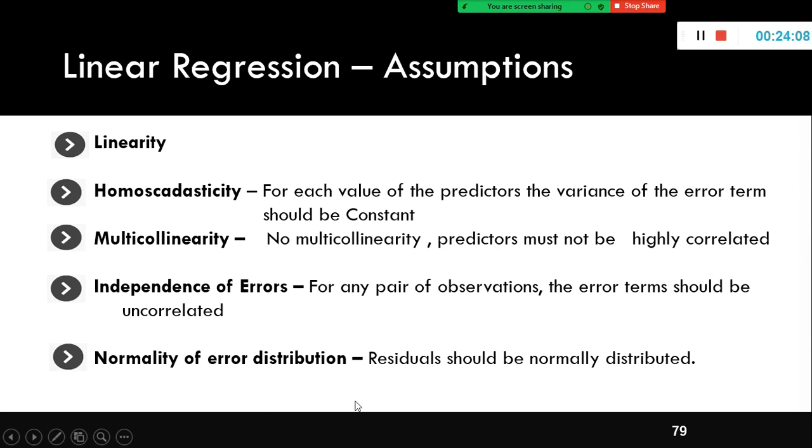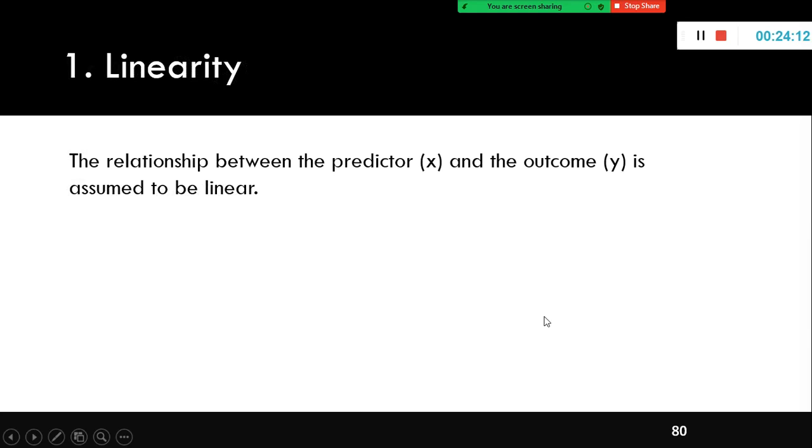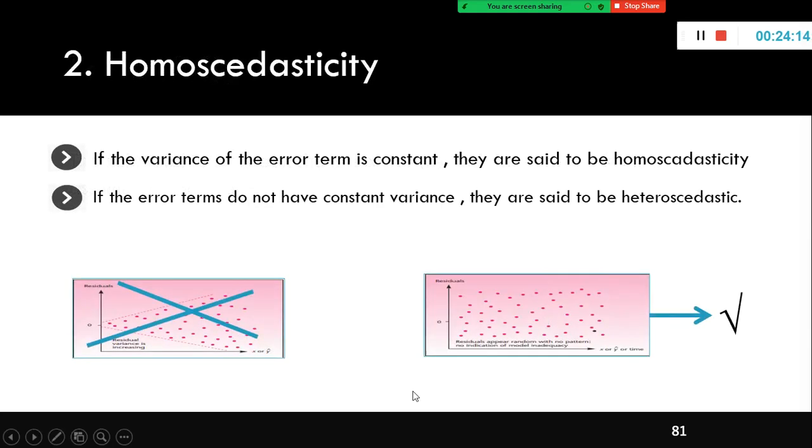So normality of error distribution. When you plot the error, it should be normally distributed. That's the reason why in R I showed you we used the QQ plot, right? So what is homoscedasticity? If the variance of the error term is constant, it is said to be homoscedastic.